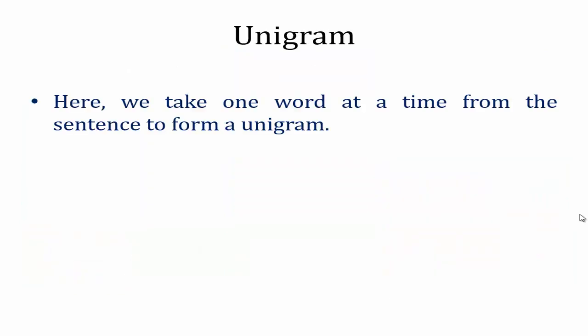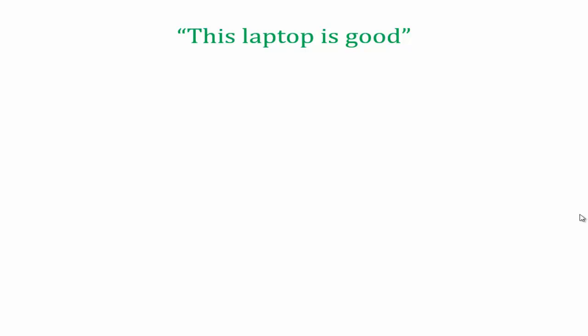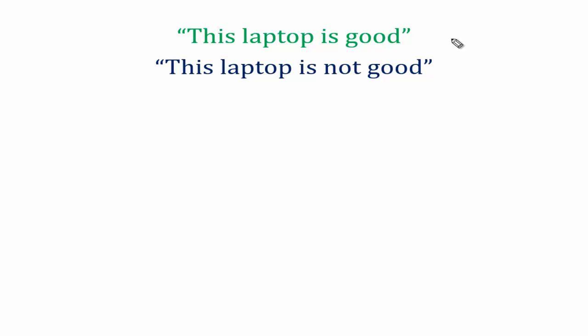Here in unigram, we take one word at a time from the sentence to form a unigram. No combinations, no pairs, just break the sentence into individual words. So please remember, in these examples, we are not removing stop words. Now let's take two simple example sentences. First one, this laptop is good. And second one, this laptop is not good. As you can see, the first sentence is positive, while the next sentence is negative.